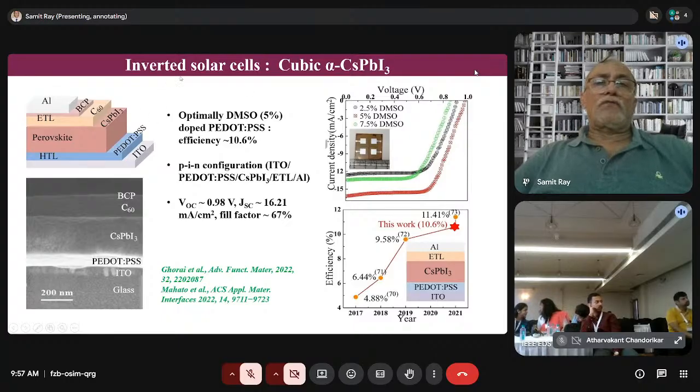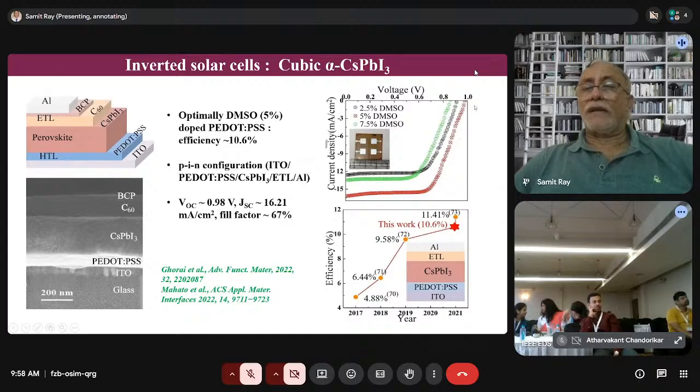Okay, this we call the inverted solar cell configuration, where PEDOT:PSS is the hole transport layer. On the other hand, BCP is the electron transport layer, and this is cesium lead iodide. It's compatible with completely flexible devices. And as you see, we engineered this PEDOT:PSS with some DMS, and ultimately found that 5% DMS addition gives a high open circuit voltage and a high short circuit current.